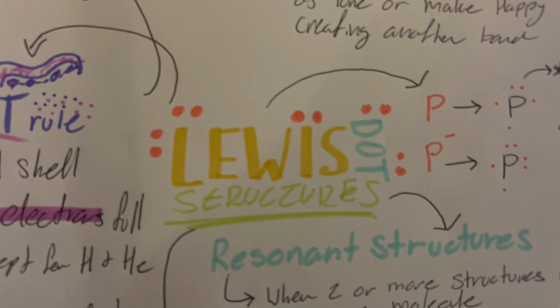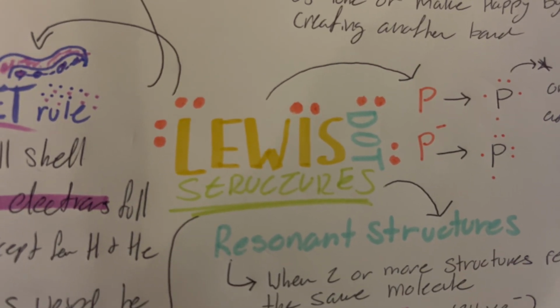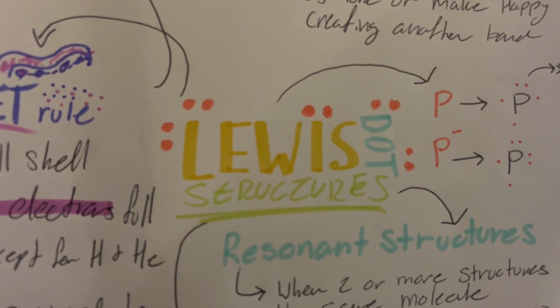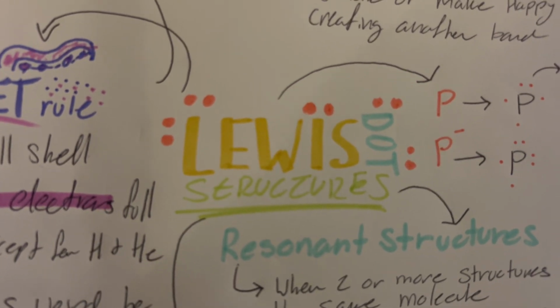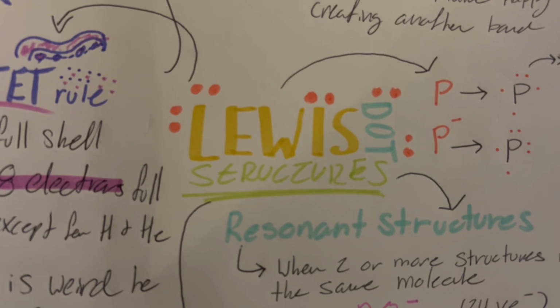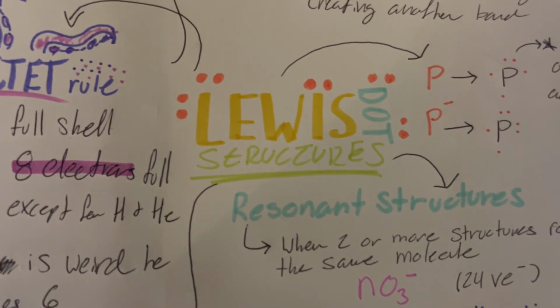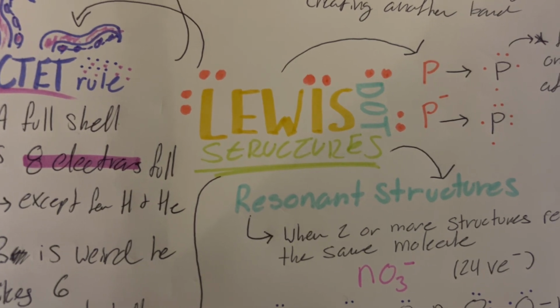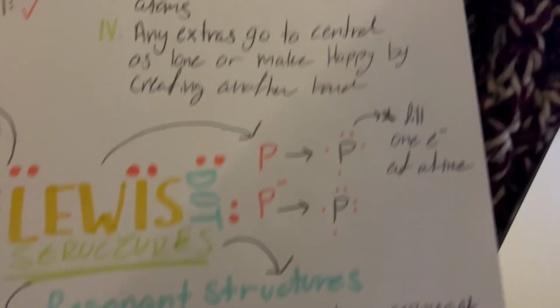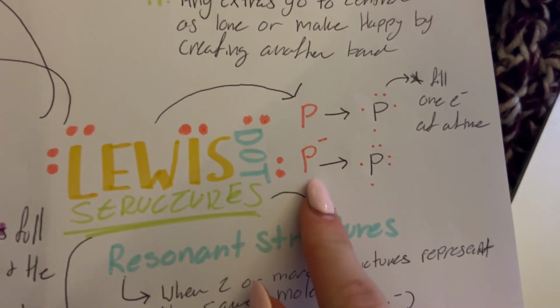Okay, and we're back with another video. This is on Lewis dot structures, another video of chapter 7. I think this is just more of a review of what we're going to need to know in relation to Lewis dot structures and how to go about that. Honestly, this is kind of like the beginning little part of Lewis dot structures.